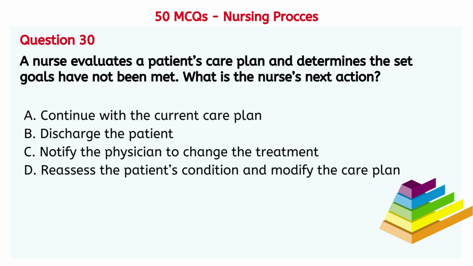Question 30. A nurse evaluates a patient's care plan and determines the set goals have not been met. What is the nurse's next action? The options are: A. Continue with the current care plan. B. Discharge the patient. C. Notify the physician to change the treatment. D. Reassess the patient's condition and modify the care plan.